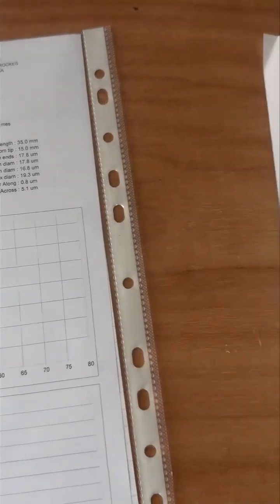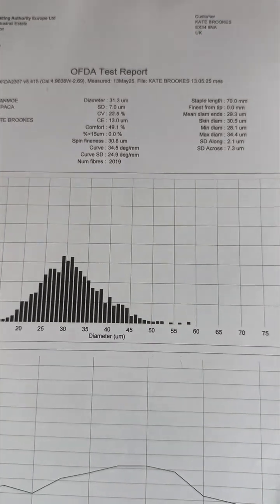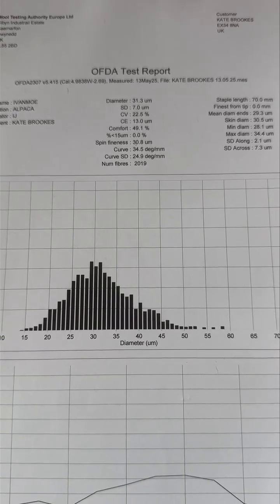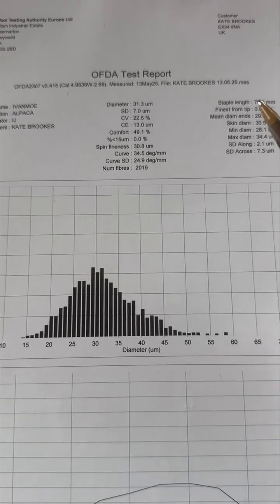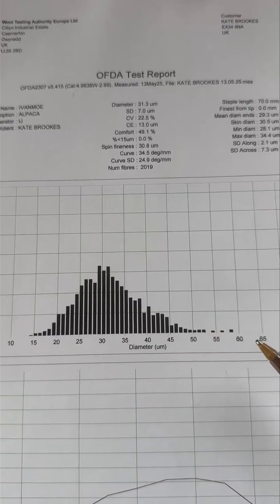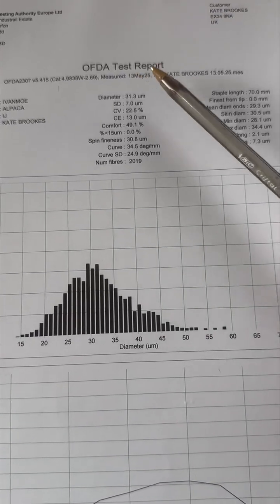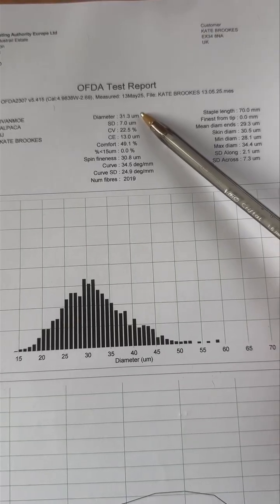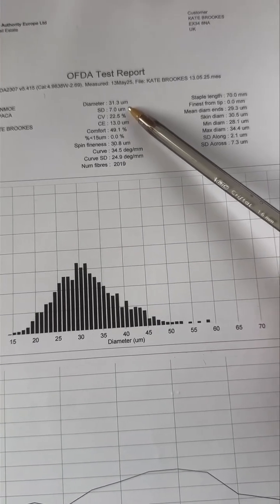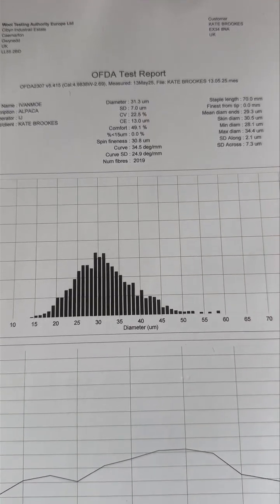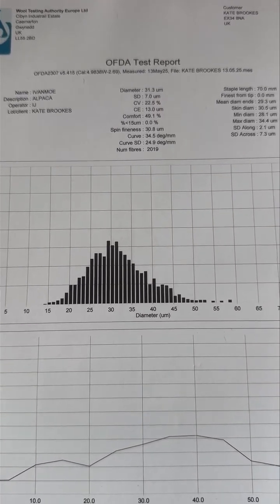So I'm now going to show you one that came back when we were doing shearing. This is Ivanhoe, and now you know why Ivanhoe has moved on to a non-breeding herd. So his curve, first of all, is much, much wider. Look, there's fibres here almost up to 60. And his average micron was 31.3. His standard deviation was 7. So this really is not a good fleece profile at all.